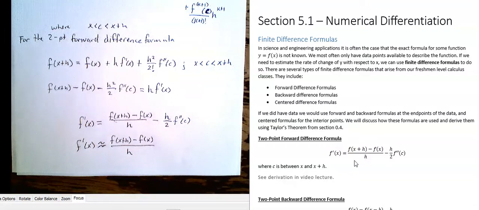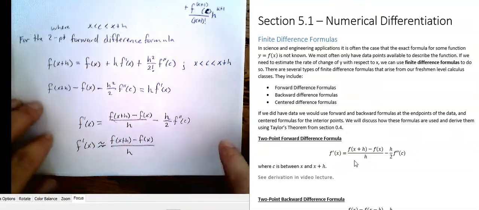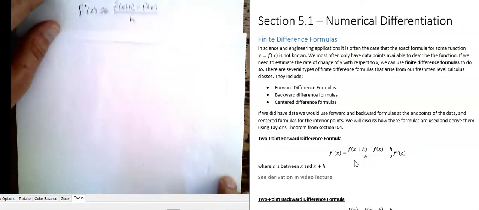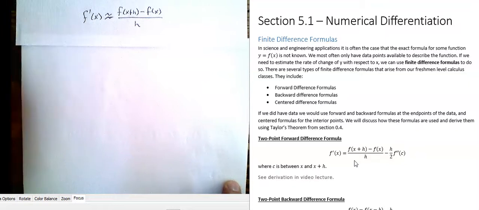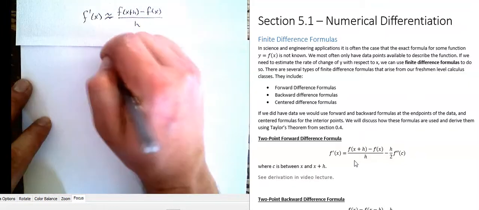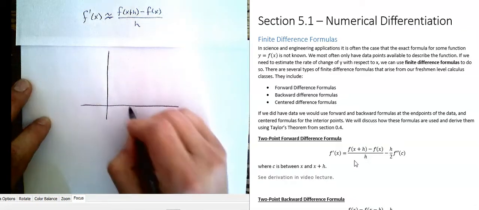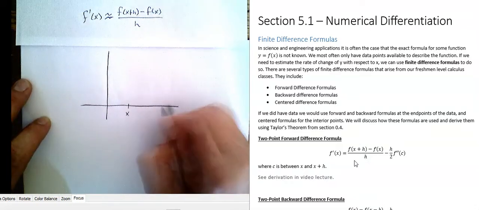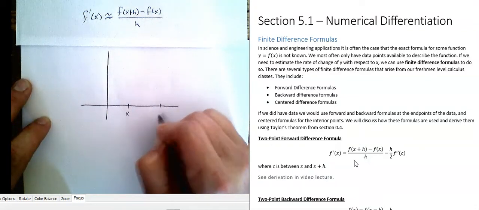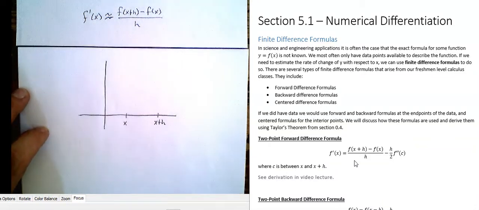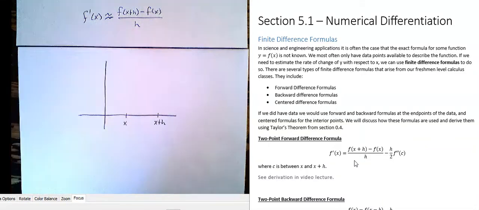So basically, what does this mean? What does this boil down to graphically? Well, let's take a look. So here, note that we can graphically solve this. Let's say we have x here, and x plus h, we're just going to consider h positive. X plus h there. And let's say we have this curve.